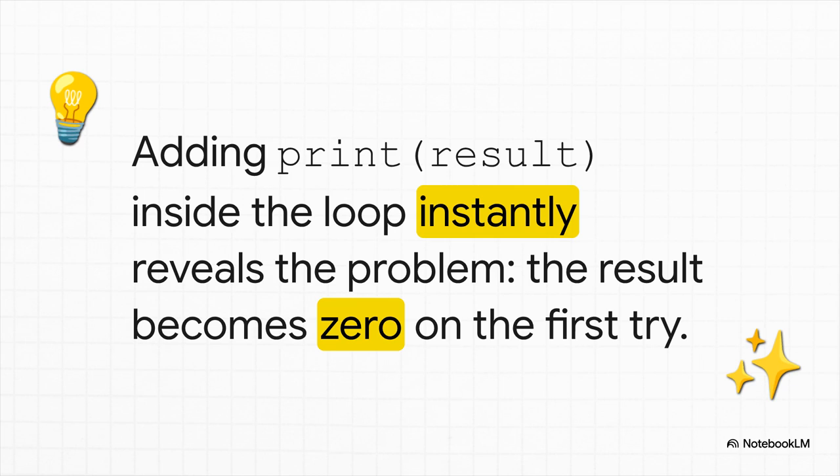This is where print can be a lifesaver. We just add one little line, print result, right inside that loop to see what's happening. And boom, the problem just jumps right out at us. The output shows that our result variable turns into 0 on the very first pass of the loop. And of course it does. We started it at 0, and anything multiplied by 0 is, well, 0. Just like that, print found our bug in seconds.